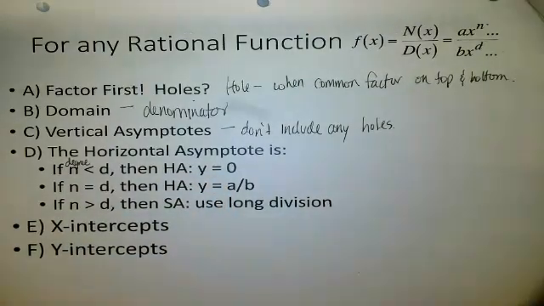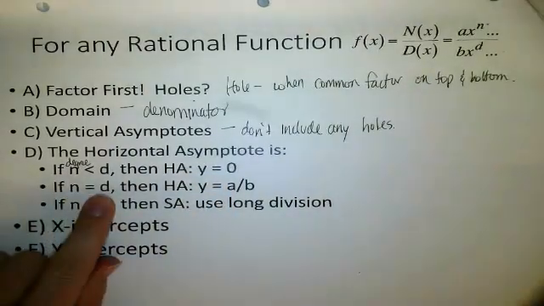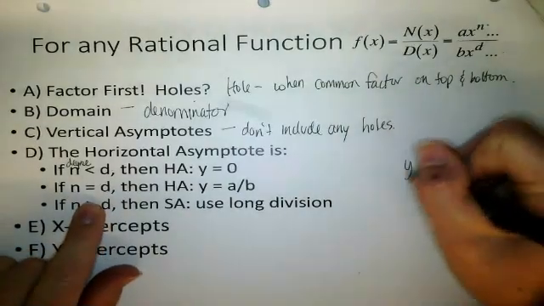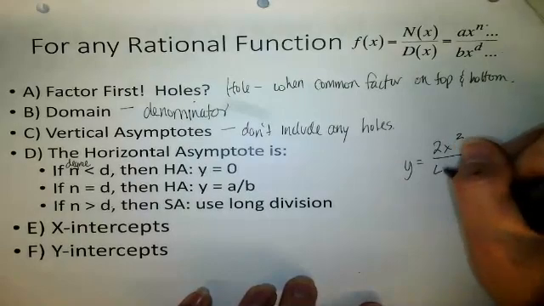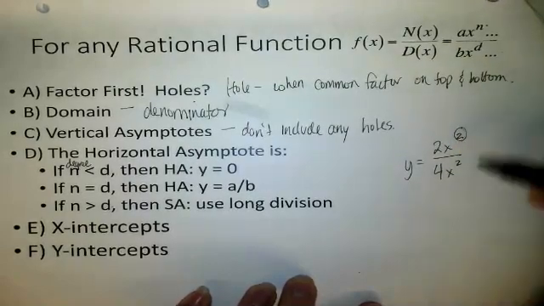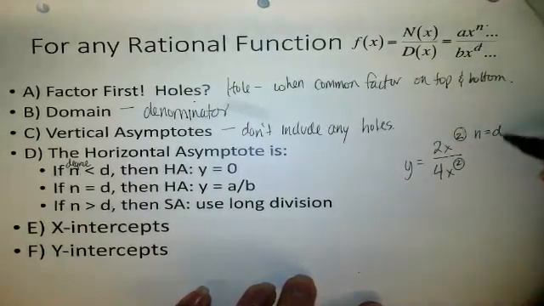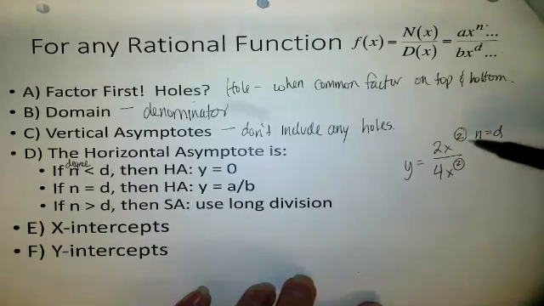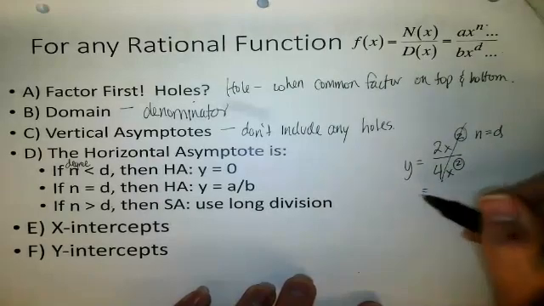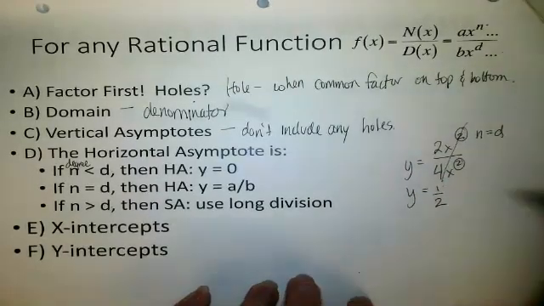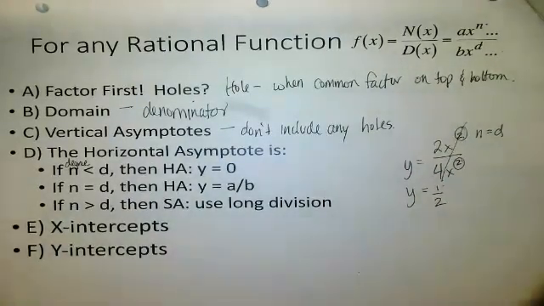Okay. If the degrees are equal, so let's say we had some function that was like 2x squared over 4x squared, here our powers are equal. And since the powers are equal, all we have to do is reduce those leading terms, and we get 2 over 4, which reduces to 1/2. So our horizontal asymptote is just that, reducing the fraction.